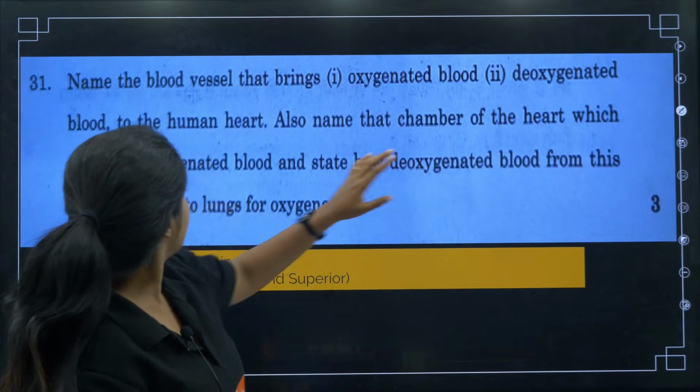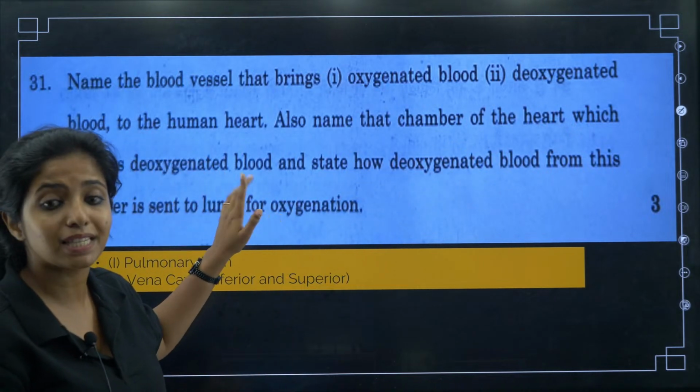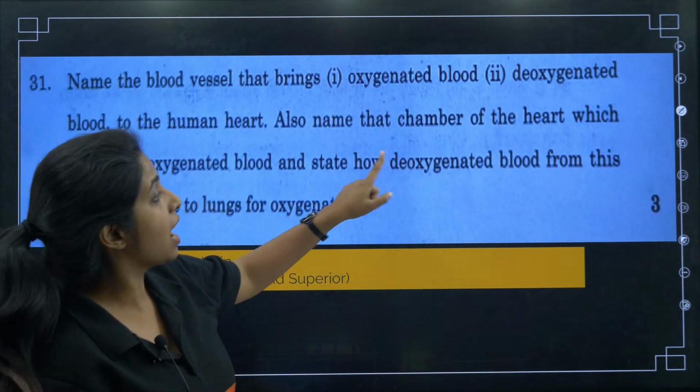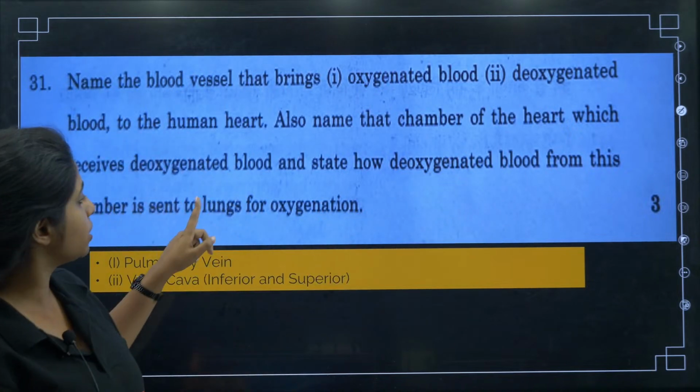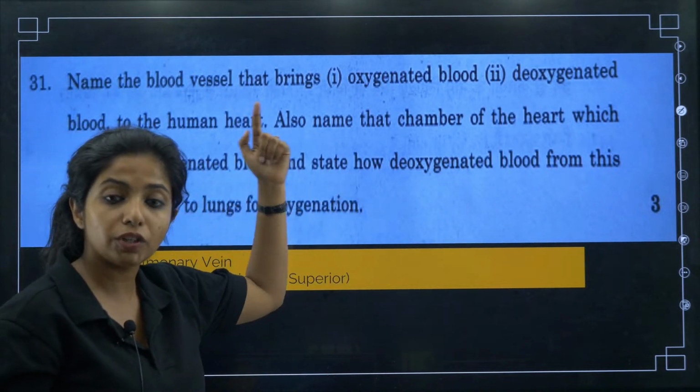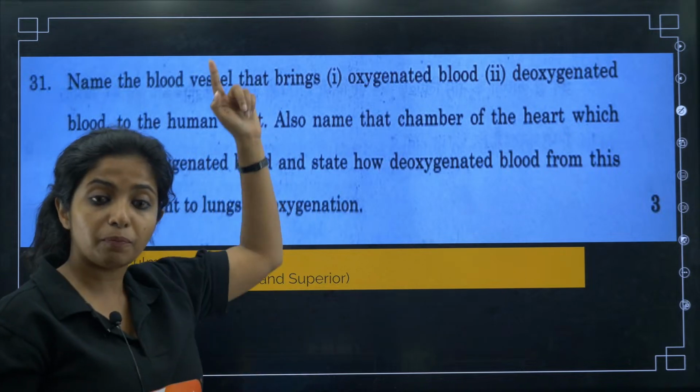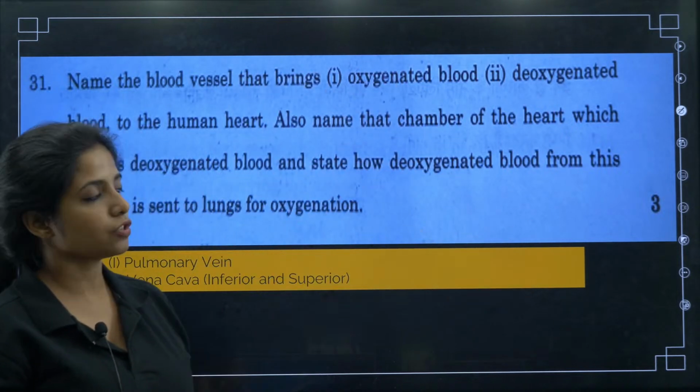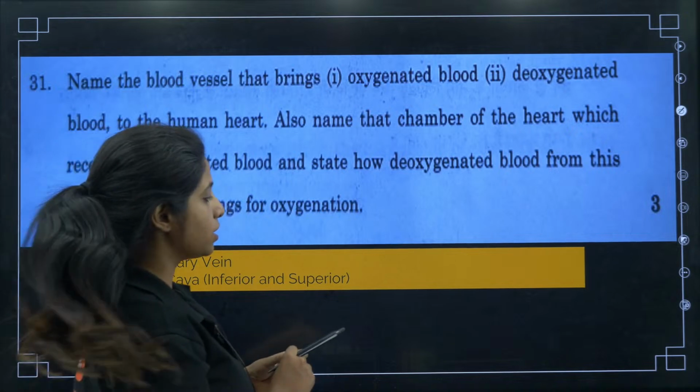Also name the chamber of the heart which receives deoxygenated blood. It is the right atrium. And state how deoxygenated blood from this chamber is sent to the lungs for oxygenation. It goes to the right ventricle, and then with the help of the pulmonary artery goes to the lungs for oxygenation. If you have written this, you got it.